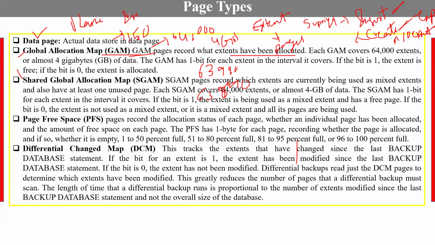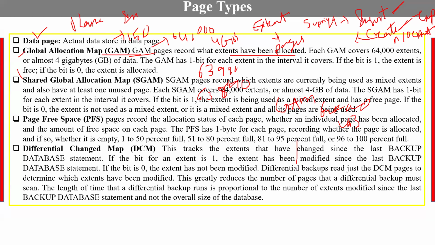Until these 64,000 extents are completed, it will get the data from this GAM page only. Okay, Subbu, assume I am using overall 64,000 extents. Next, it will create one more GAM page, and that GAM page will again contain 64,000 extents information, 4 GB. I hope you are getting my point, everyone. How the allocation is happening?